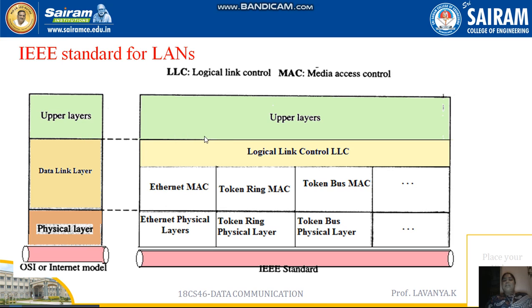The upper layer is connected to the IEEE standard upper layer, as well as the data link layer of the OSI. It is going to connect up to the IEEE standard of the logical link area, meaning the logical link controller. The logical link controller can have the Ethernet MAC, token ring MAC, token bus MAC, then the Ethernet physical layer, token ring physical layer, and token bus physical layer.